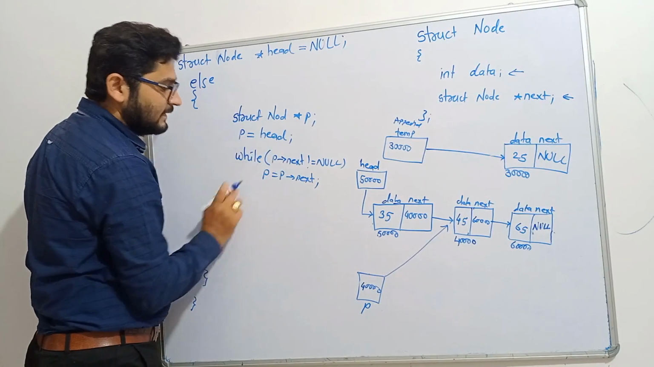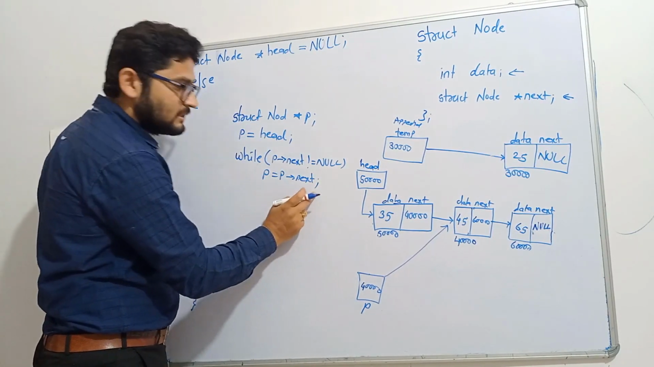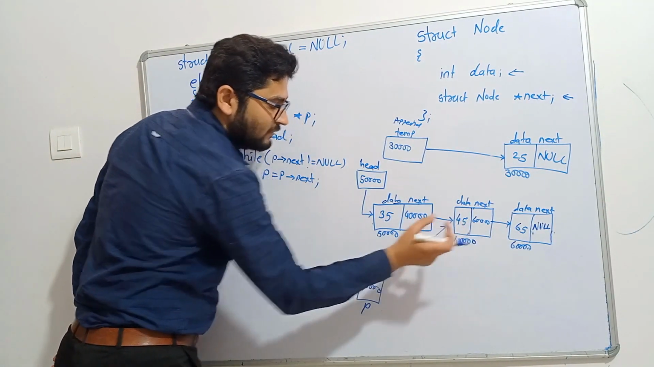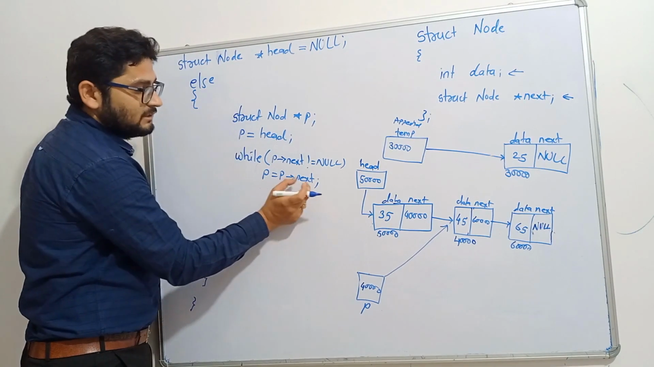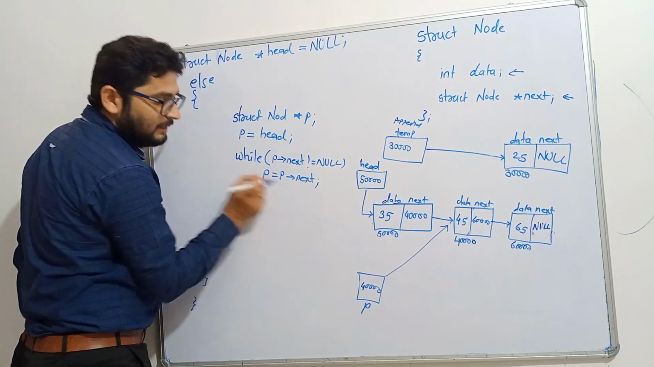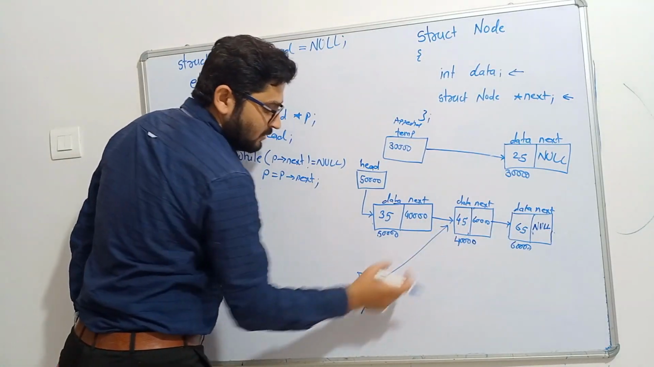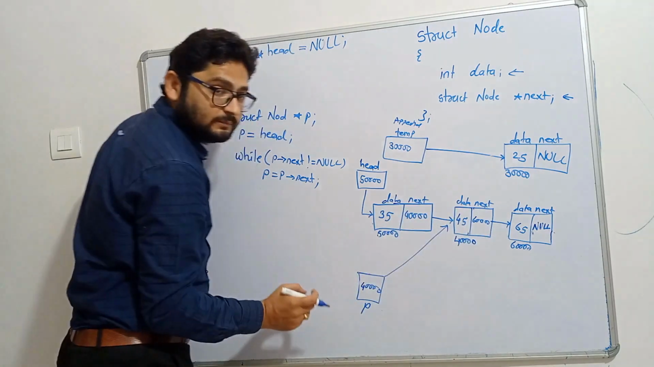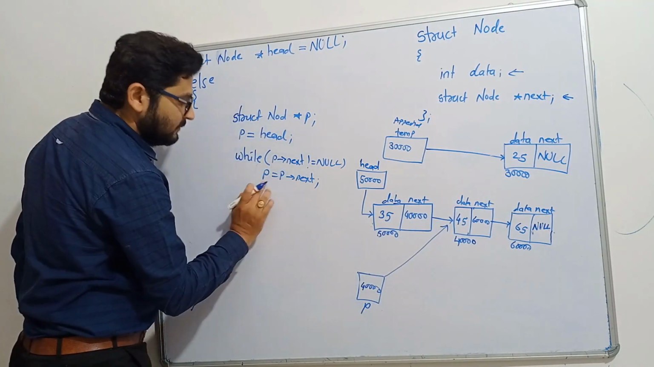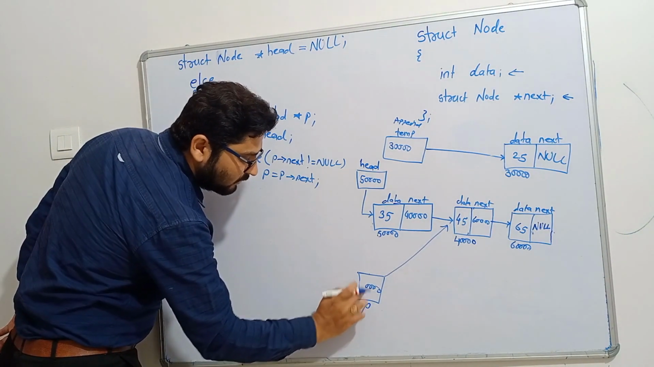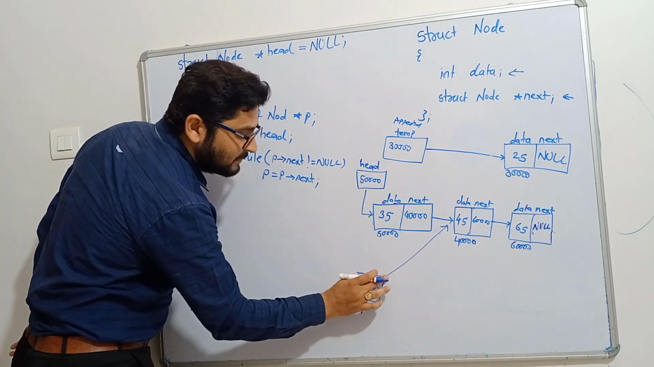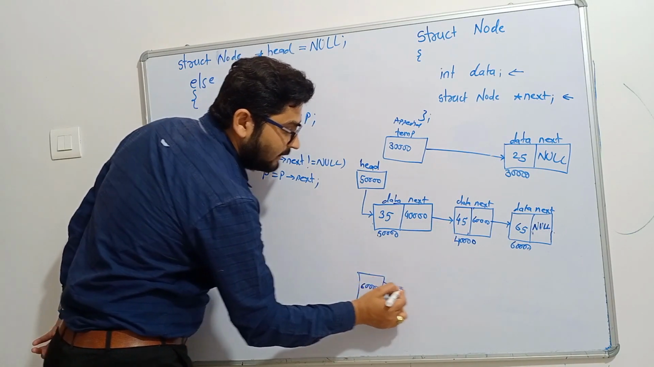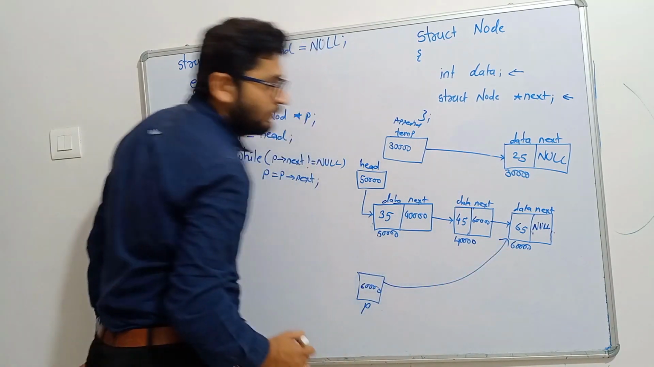So again it will come inside. It will make P = P->next. What is P->next? P->next is nothing but 60,000. Why? Because this means the next field of the node pointed by P, and the next field of the node pointed by P is nothing but this one, 60,000. So 60,000 will be stored into P. Now this 40,000 will be replaced by 60,000, and that means P is pointing to this node.